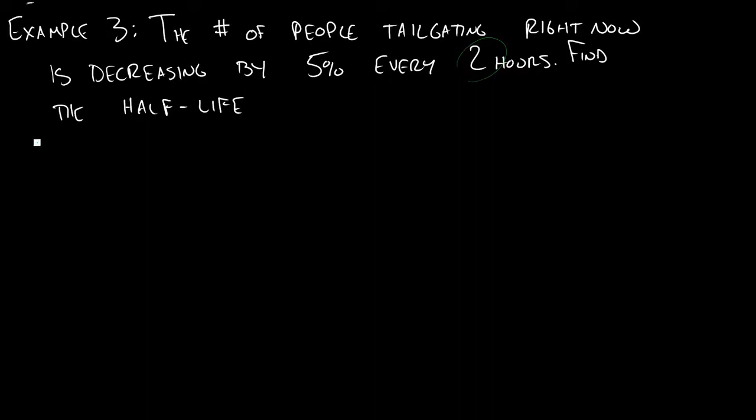So basically, we're going to have to do a problem within a problem. We're going to have to find the equation first, which isn't necessarily going to be super easy. And then second, we're going to use that equation to find the half-life.